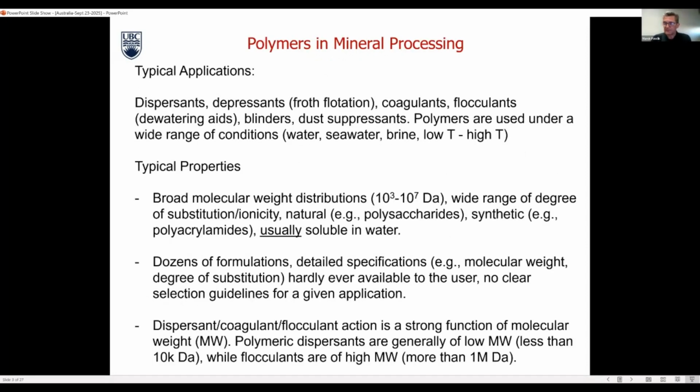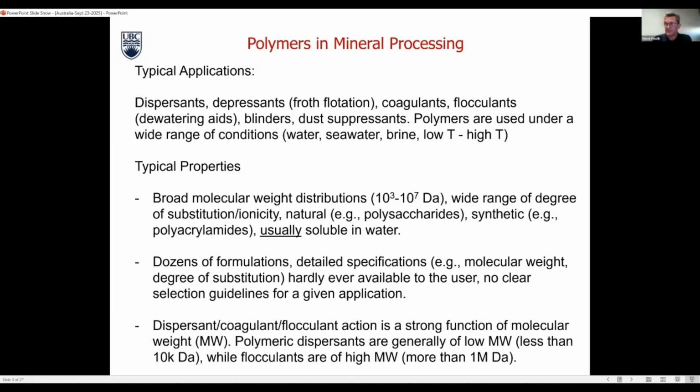So polymers in mineral processing, they are used everywhere. That's probably not an understatement. They can be used as dispersants, depressants in flotation, then as dewatering aids, coagulants, flocculants, and so on. Some of the more unusual applications are as dust suppressants, perhaps at sites where we have to suppress the dust from moving trucks and so on. They are also used under a very wide range of conditions, particularly in terms of ionic strength.